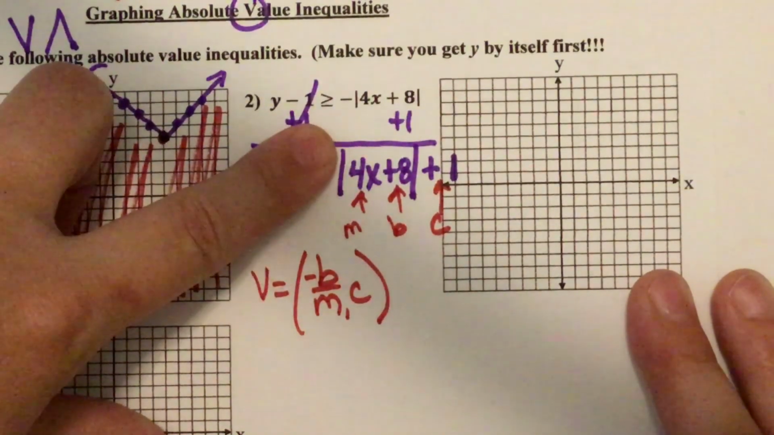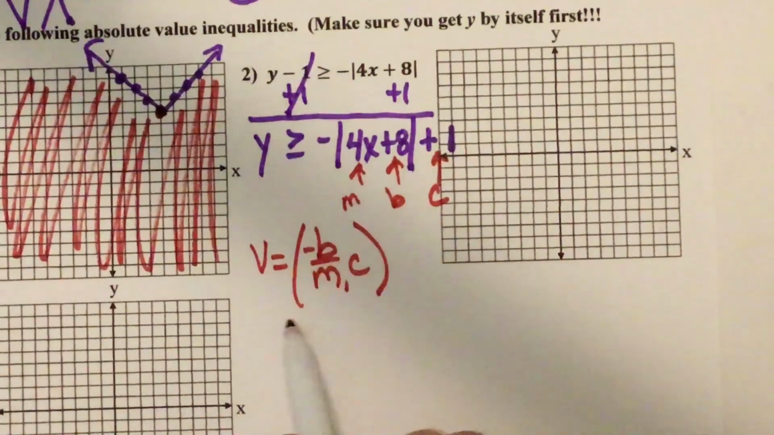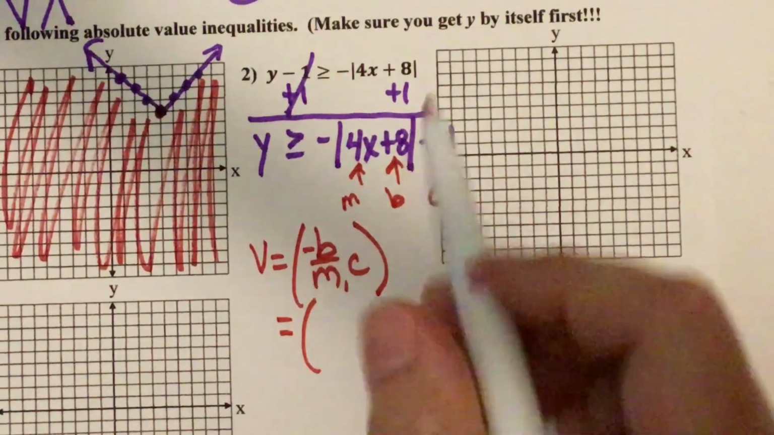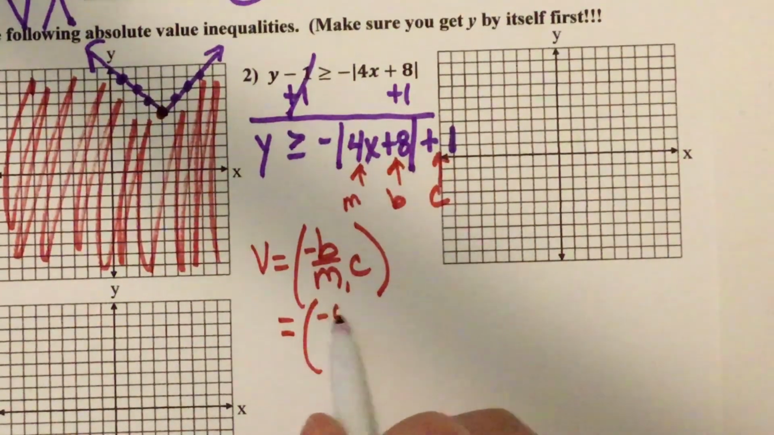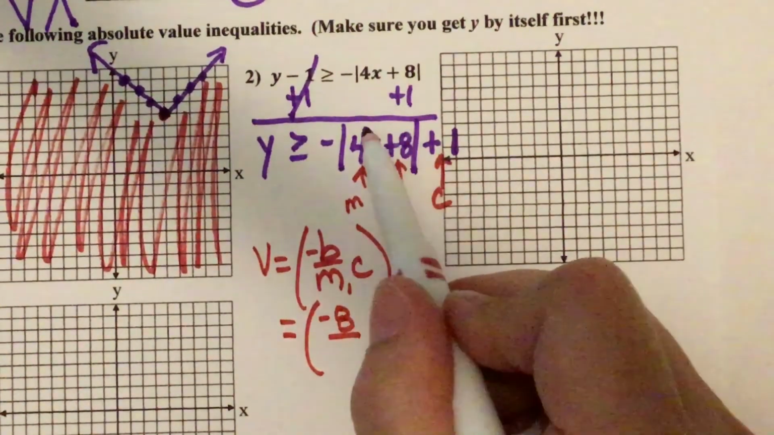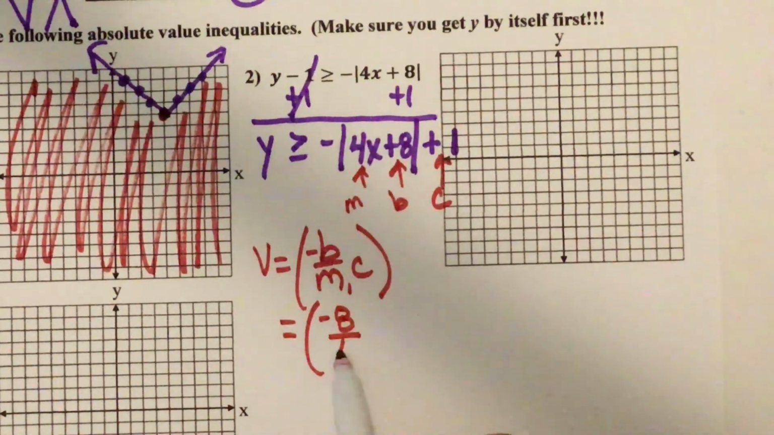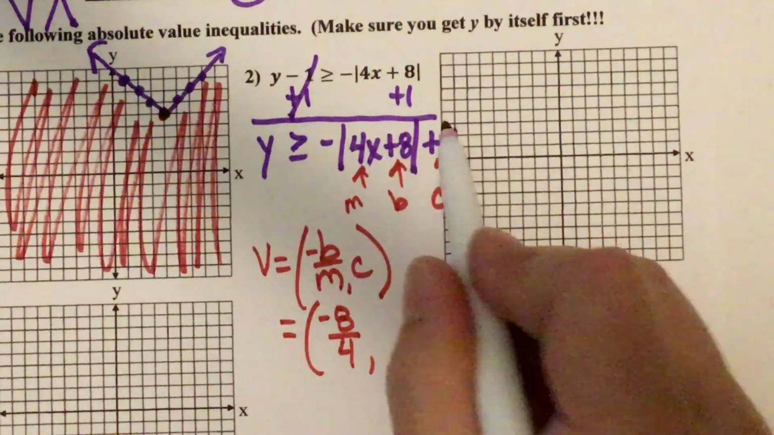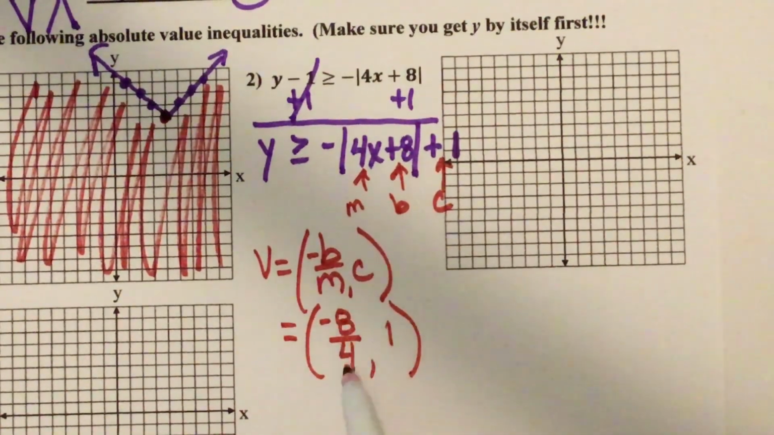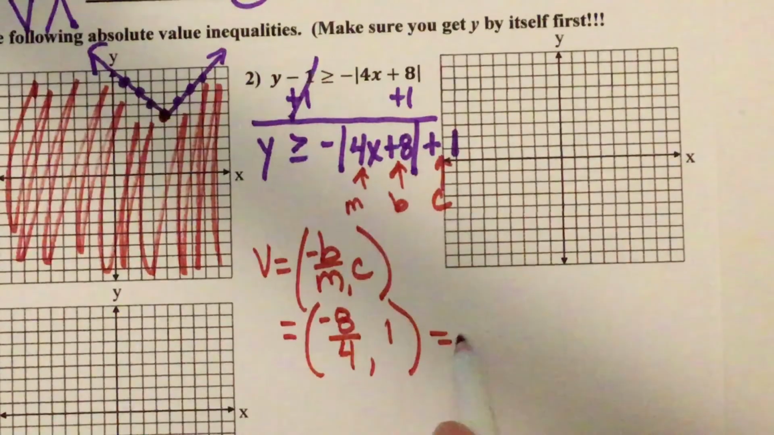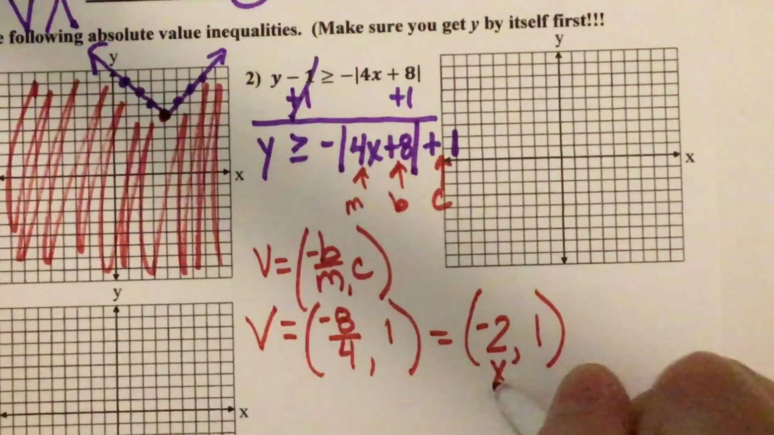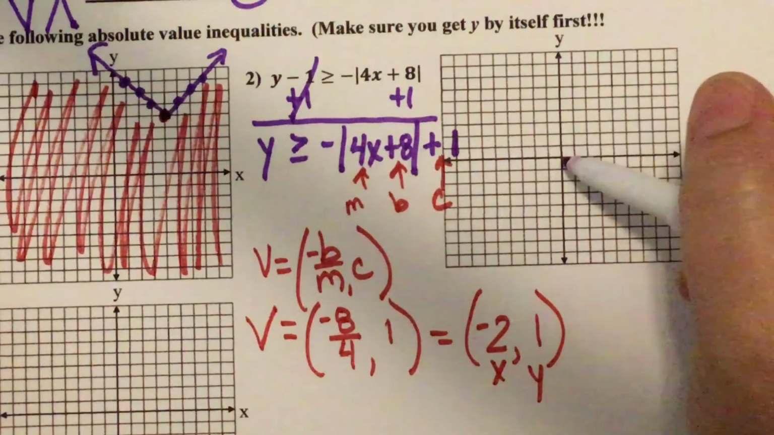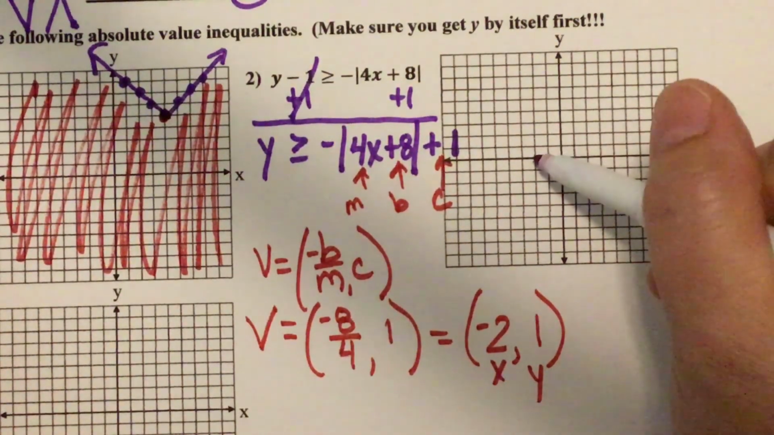This little negative is going to have to do with slope. Okay, so let's follow the formula. It says opposite of b. So what's the opposite of a positive 8? A negative 8. Divide by m, and m is this 4 right here, comma, c is this positive 1. Now let's reduce. What's negative 8 divided by 4? Negative 2. So our vertex is negative 2, comma 1. Okay, so remember, x is left and right, y is up and down when you plot points. So from 0, 0, I go left 2 and up 1.